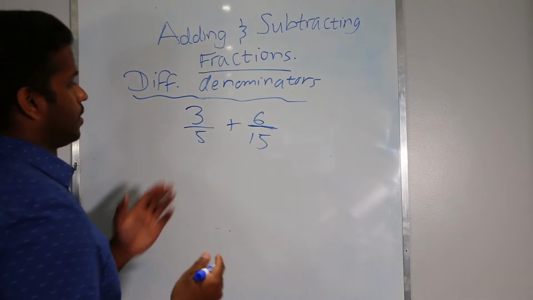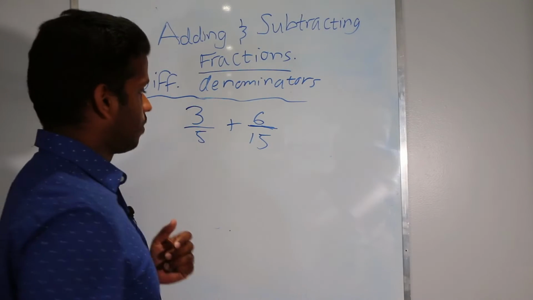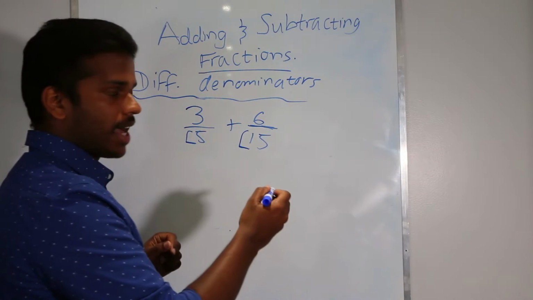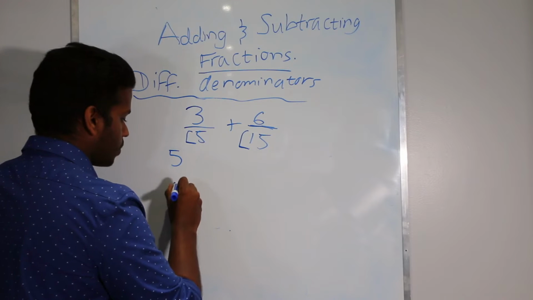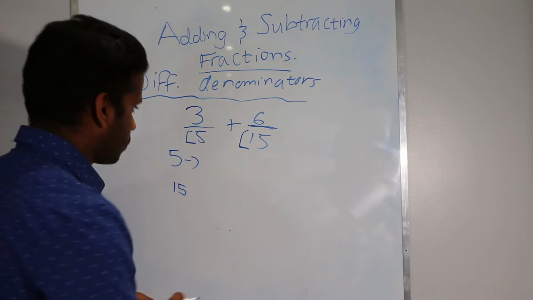So this was what we had in the beginning. First, as we did in the comparing fractions video, we're going to have to find the lowest common multiple. So what we do first is list the denominators only. When we're finding the lowest common multiple, we're listing the denominators only.